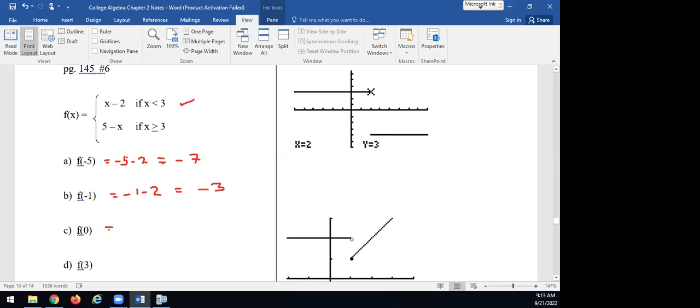Now we have f of 0. Is it the first or the second one? The first, because 0 is also less than 3. So you're looking at the value of x that you're looking at, so you know which function to use. So that's going to be 0 minus 2, which is -2.